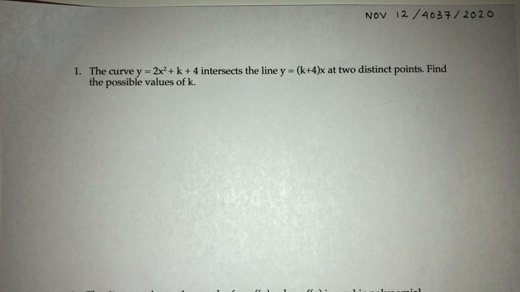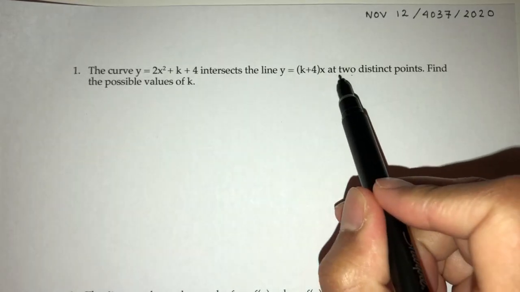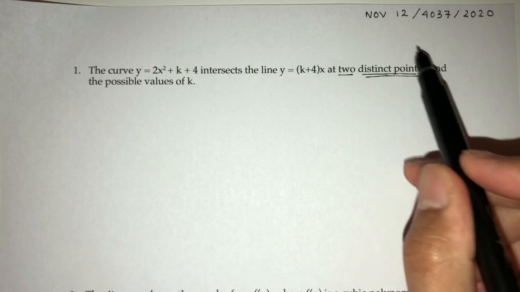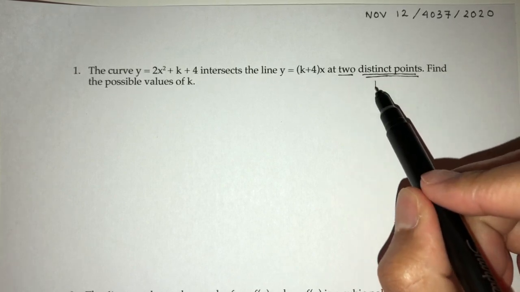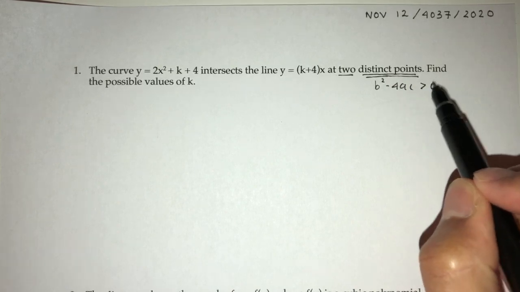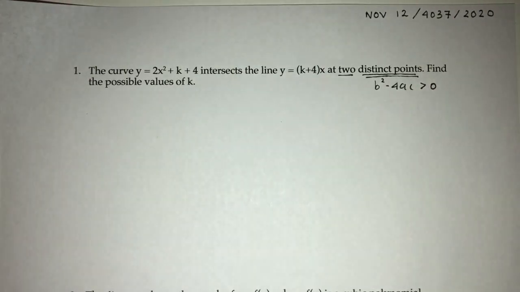So we have a curve, it intersects a line at two distinct points. That's the main thing here we need to know. Two distinct points. So whenever you see that, you know you have to use b squared minus 4ac is more than 0. Okay? So we have to use this information to find the values of k.